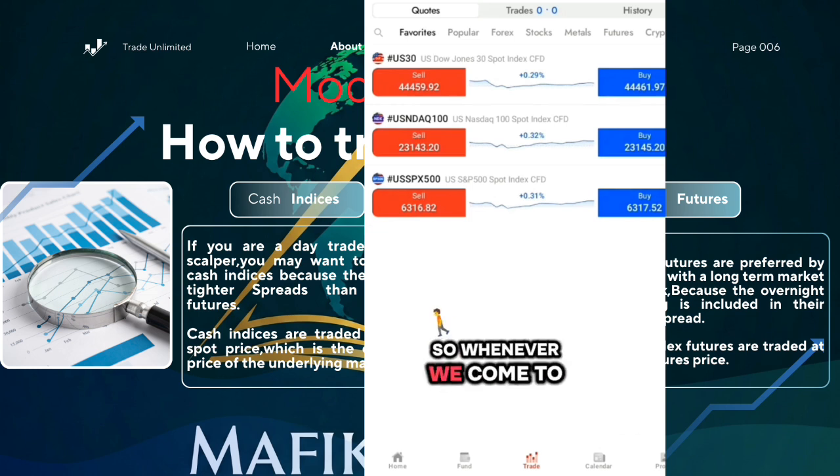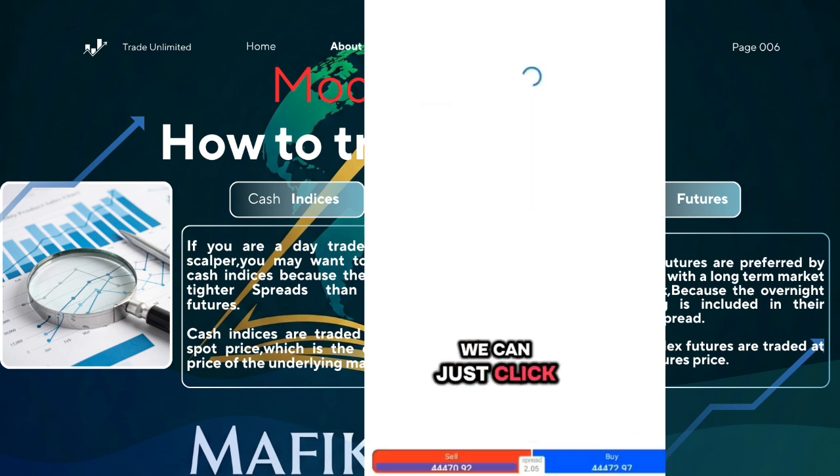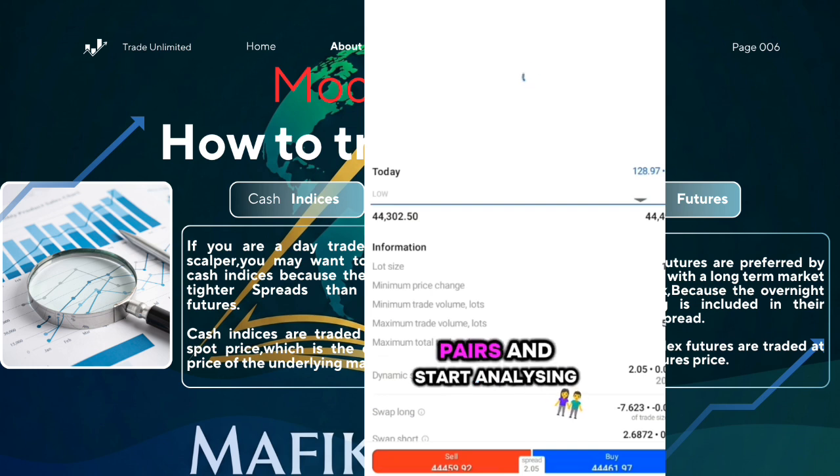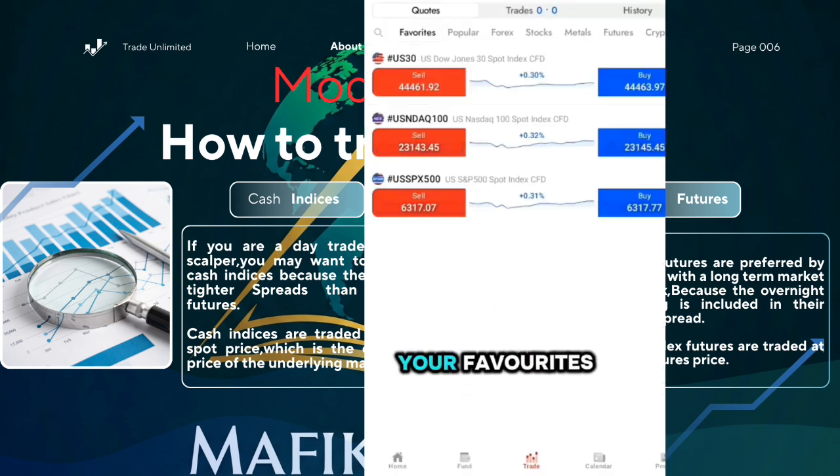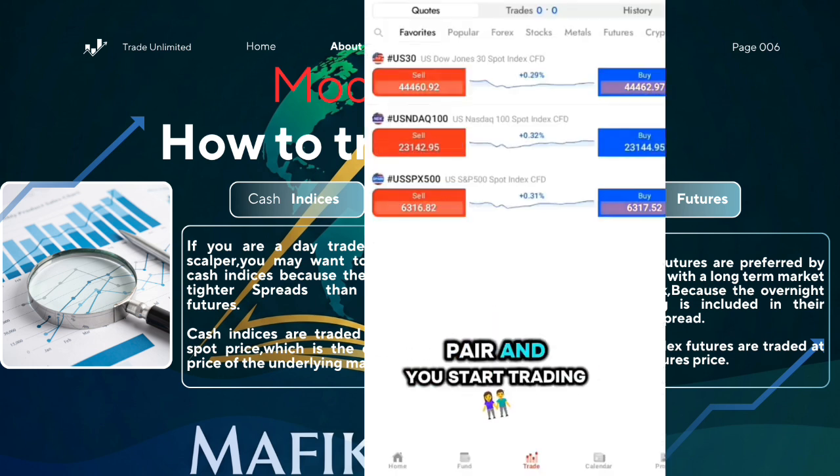So whenever we come to the charts, we can just click on any of these pairs and start analyzing and trading from here. Simple. Get into your broker, go to the trade section, click your favorite pair and add it to favorites. Then whenever you want to trade, you don't have to search and search for your pairs. Try to find your favorite pair because it is already set up there. You just come here to your favorites, find your favorite pairs, and start trading.